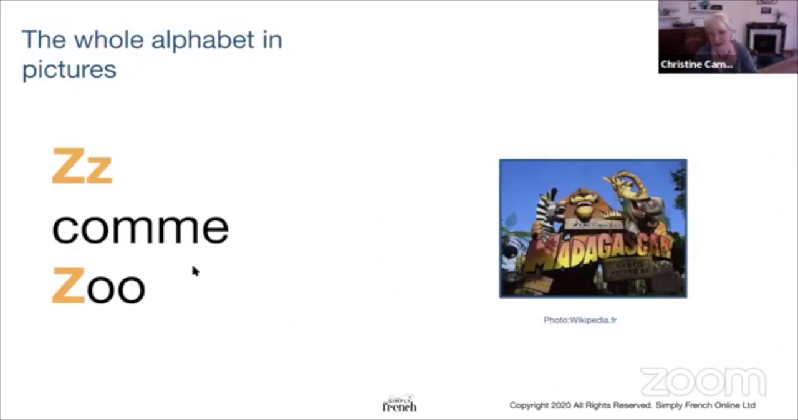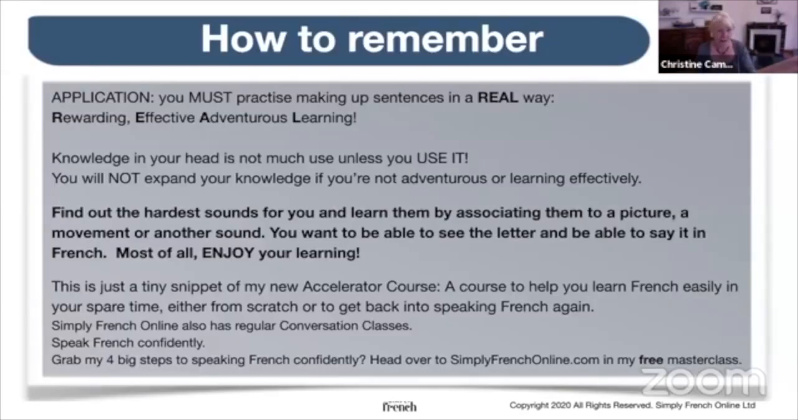Z, no difference there for Z. And the application is the big thing. You've got to practice making up sentences with these words and these letters. So if you want to practice a certain letter or a certain sound, just play with it, get creative, get adventurous, which is why I say it needs to be effective and adventurous learning, because then it gets rewarding.